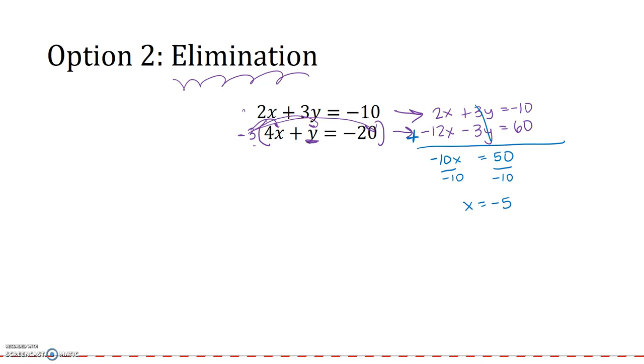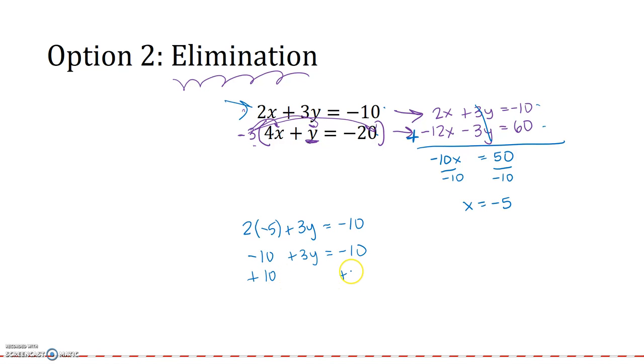And again, take this -5, you can plug it in wherever you want. You can plug it in here, or here, or here, or here. You'll get the same answer. I'll plug it into the first equation. So 2 times -5 plus 3y equals -10. We have -10 plus 3y equals -10.